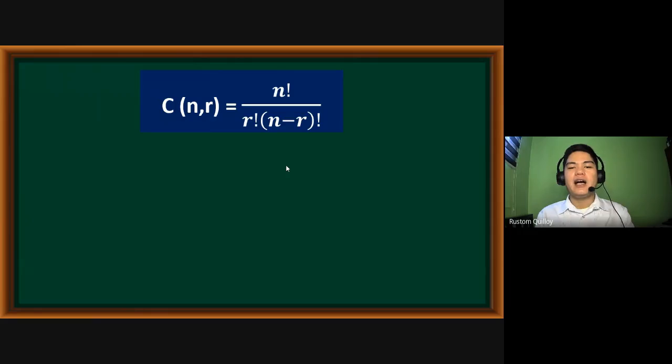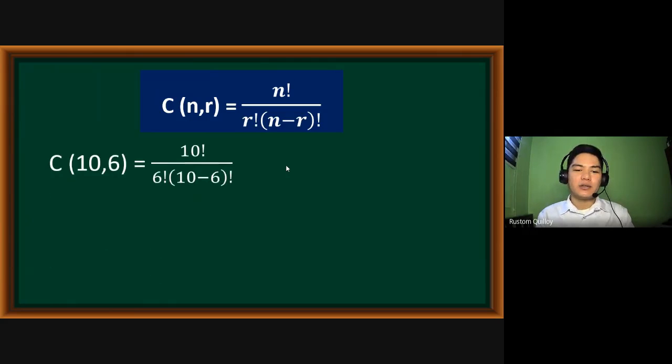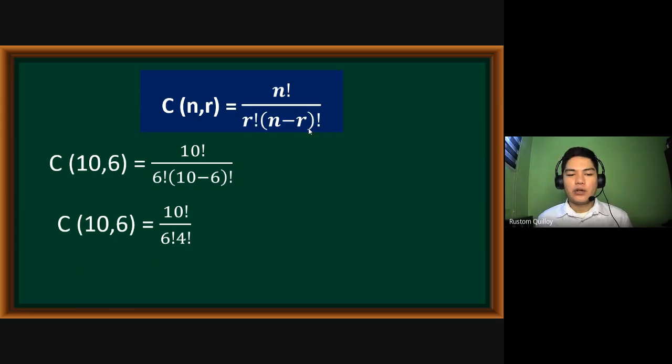So, tingnan natin kung 210 ang sagot. N factorial over r factorial quantity n minus r factorial. So, we have 10 factorial over 6 factorial quantity 10 minus 6 factorial. So, we have 10 factorial over 6 factorial times 4 factorial. So, hanggang saan na lang natin i-expand yung 10?